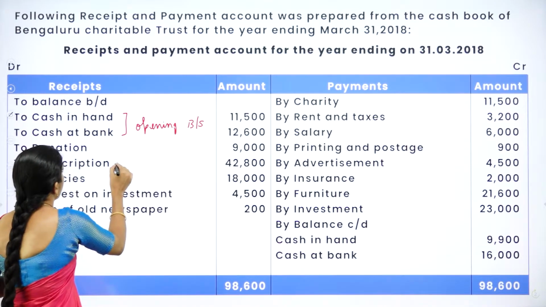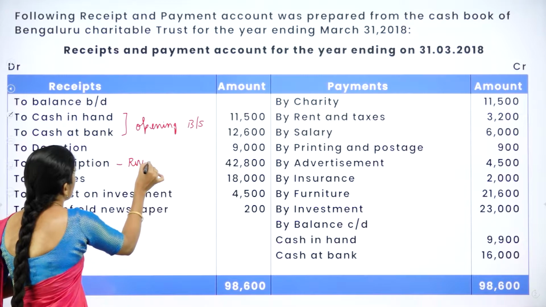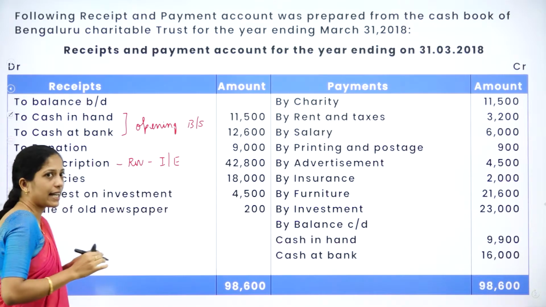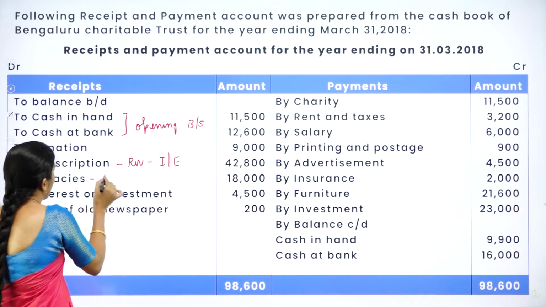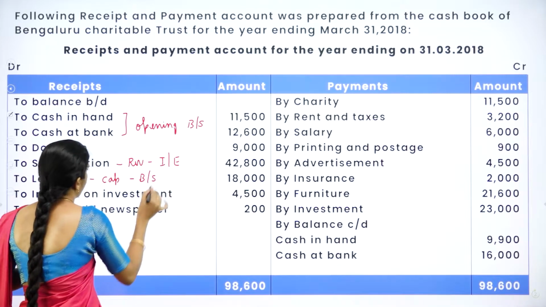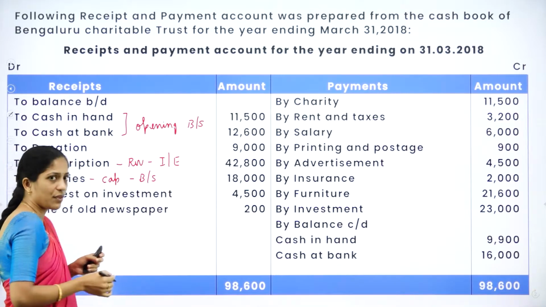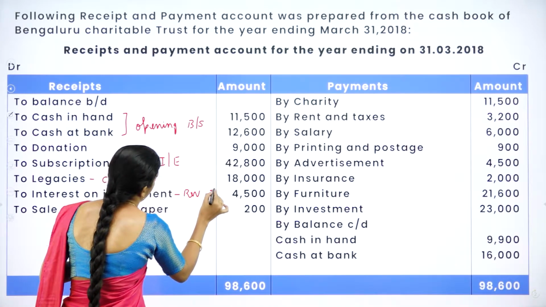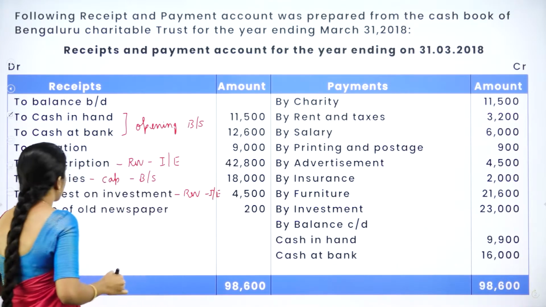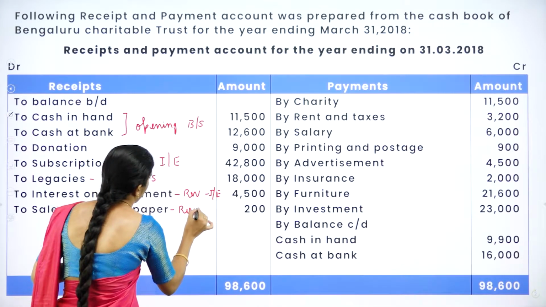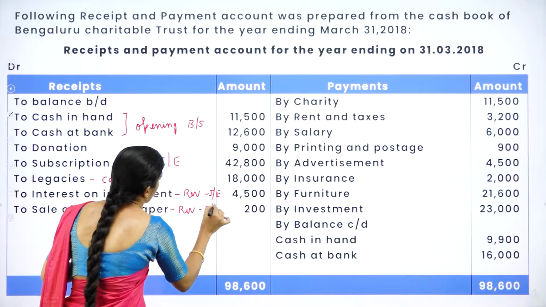Next, subscription. It is a revenue item, so it comes under the income and expenditure account. Next, legacies. Legacies is a capital item, so it comes under the balance sheet. Next, interest on investment. It is a revenue item, so it comes under the income and expenditure account. Next, the sale of old newspaper. It is also a revenue item, so it comes under the income and expenditure account.